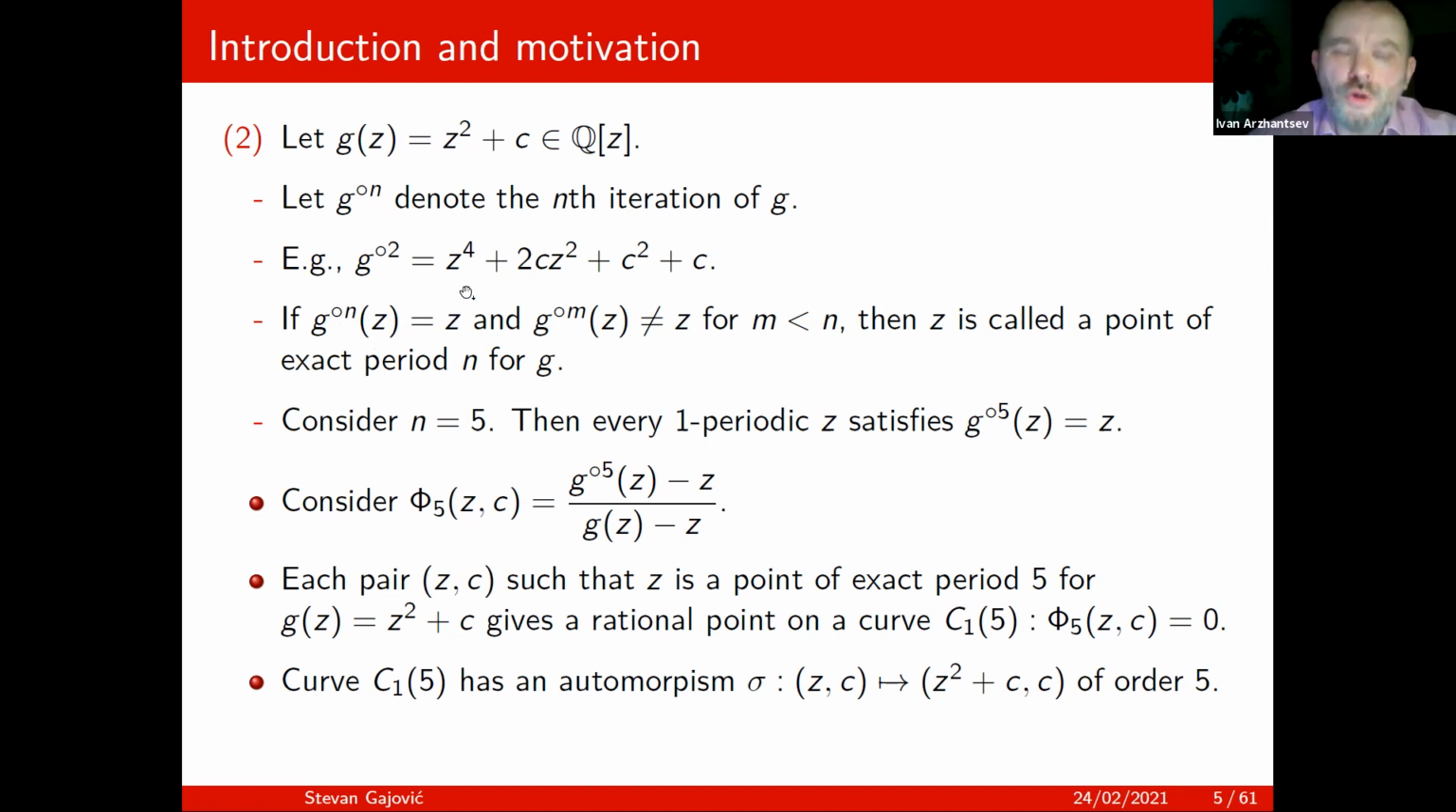I see. And you're interested in whether there is a solution or no solution, right? Yes, in both. If we have a solution for n and we don't have solutions for m smaller than n, then that is called a point of exact period n, right? Yes, but this is for a specific z. So z is fixed. I see.